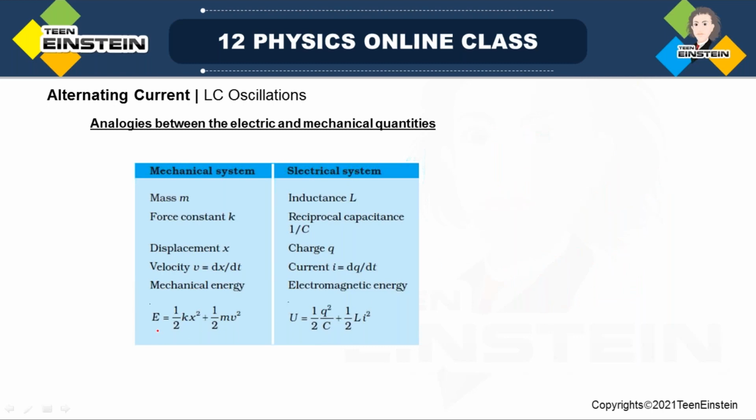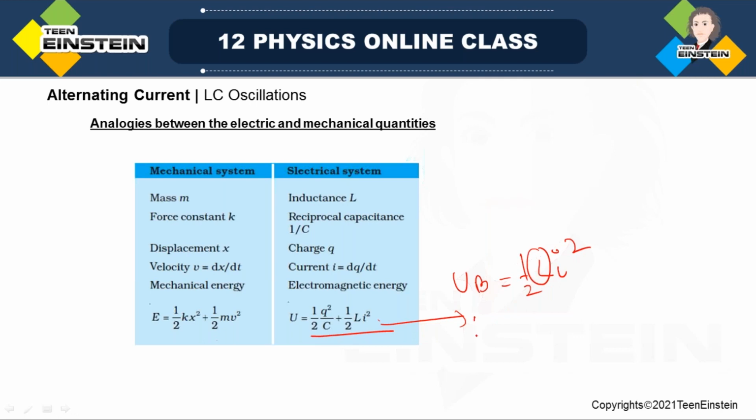Now see, in the mechanical system, the total energy is the sum of kinetic energy and potential energy: half kx square, that is the spring potential energy for a spring-mass system, and half mv square, the kinetic energy, as I already discussed. And in the case of the electric circuit, there will be two energies in the LC circuit. One is the electrostatic potential energy, which is given by q square by 2C, and the other one is the magnetic energy, which is given by half L I square.